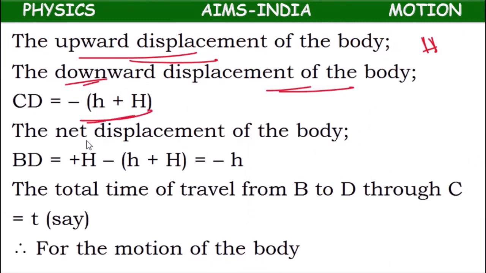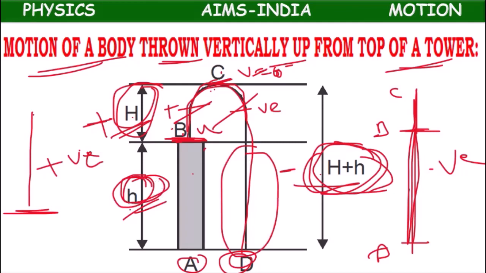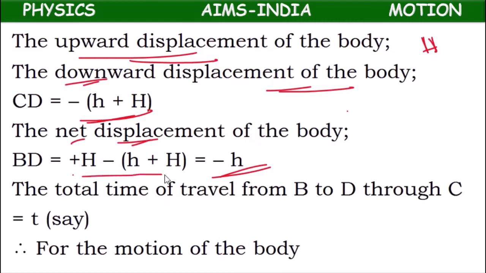Net displacement means we have to add both, as they are vectors. Along with the sign we have to add: plus H minus of H plus h. Plus H minus H cancel, and minus h will come. Net displacement means this part is positive, this part is negative, this part cancels, and only this part will remain. But in the downward direction, minus h. So if we add, plus H minus H cancel, only small minus h will remain.